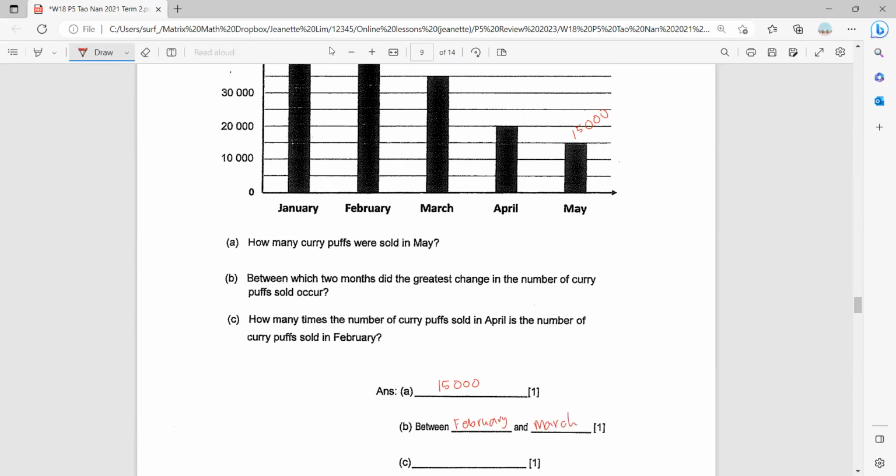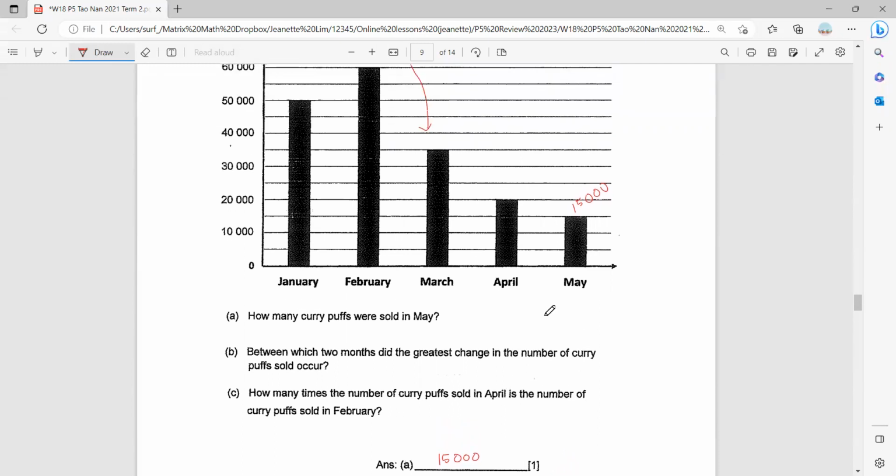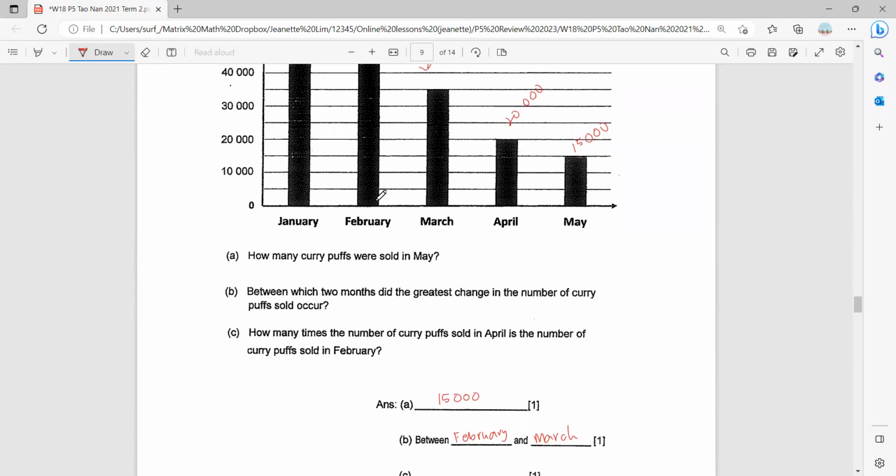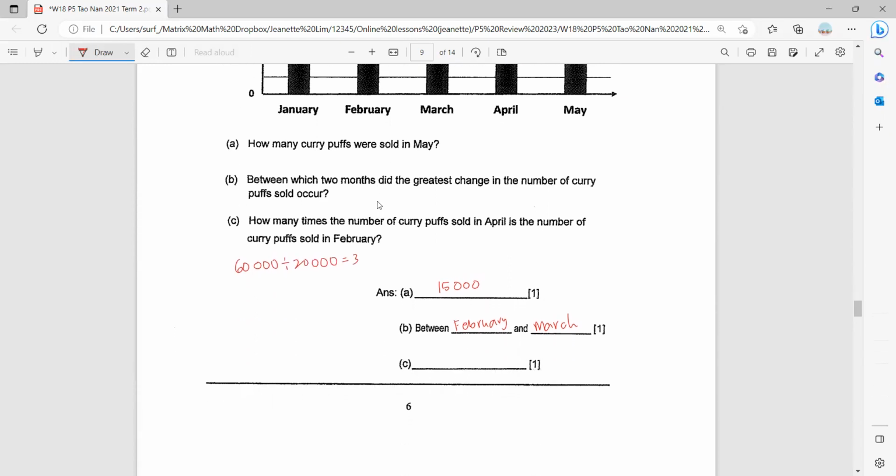C, how many times the curry puffs? The number of curry puffs sold in April is what fraction of the number sold in February. In February, 60,000. In April is 20,000. So how many times of this 60,000 is compared to 20,000? So 60,000 divided by 20,000. 3 times. So answer 3.